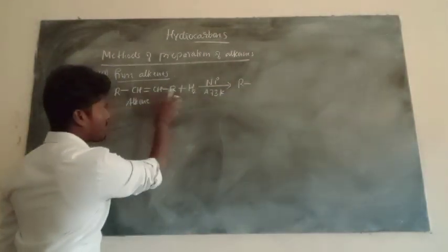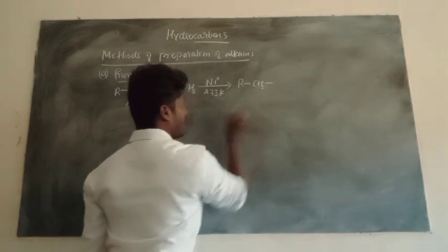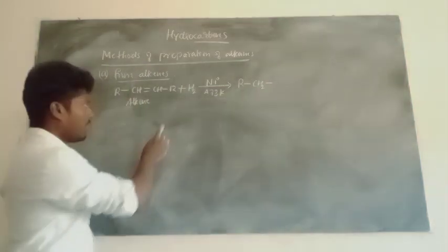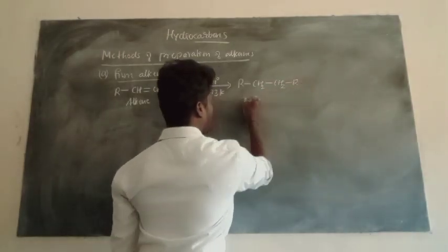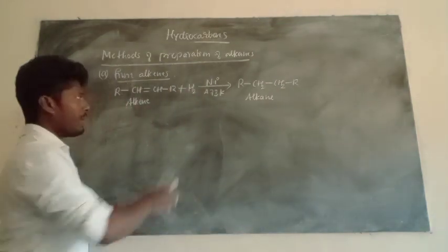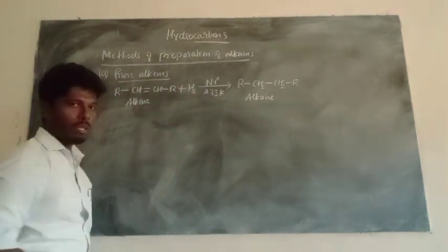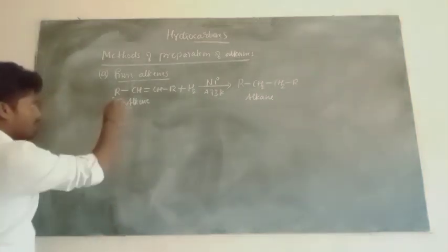Now CH becomes CH2 by adding this hydrogen. So that is CH2, then the double bond becomes a single bond. Again CH becomes CH2, then R. That we call alkane. This process takes place only at 473 Kelvin in presence of nickel as a catalyst and hydrogen. So this is the general reaction.